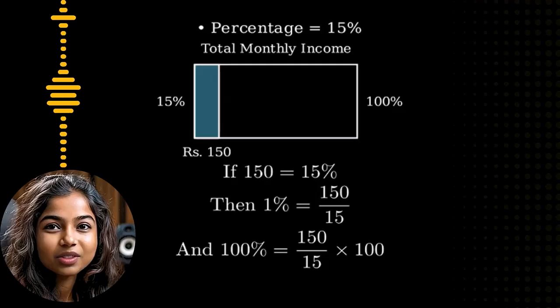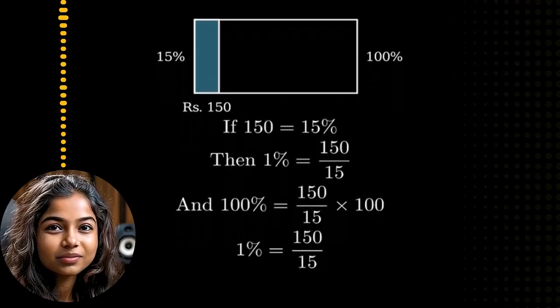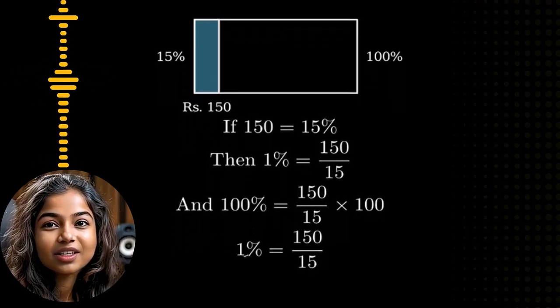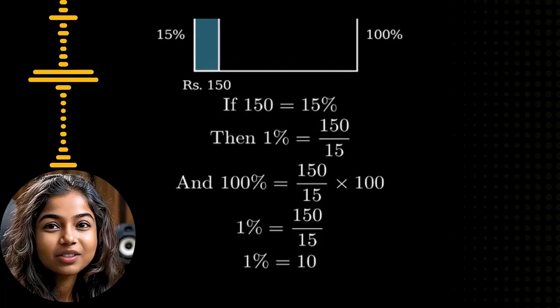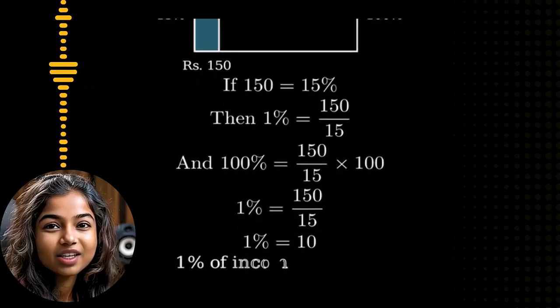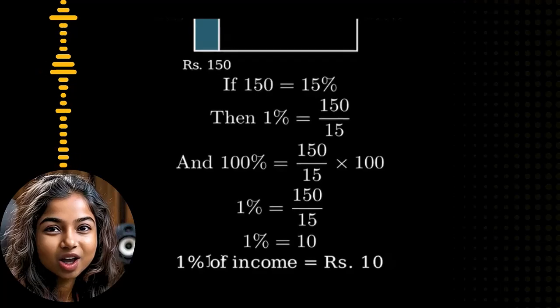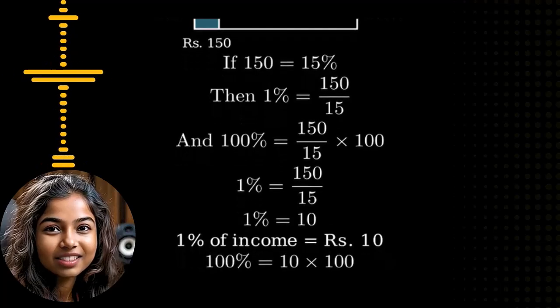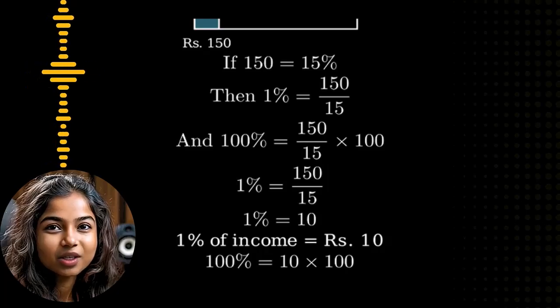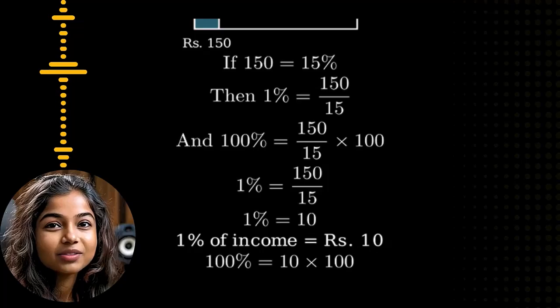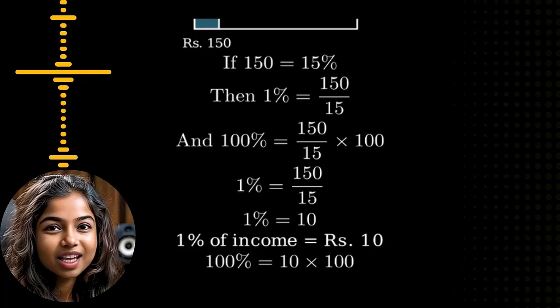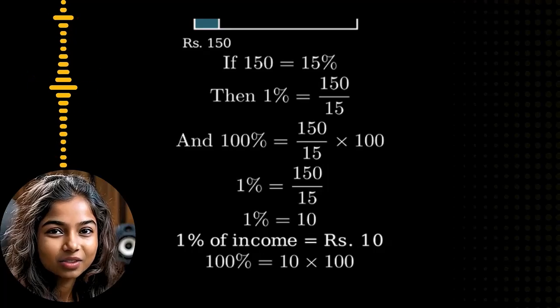Let's solve this step by step. First, let's divide 150 by 15. 150 divided by 15 equals 10. So 1% of the income is 10 rupees. Now, to find 100%, we multiply 10 by 100. Therefore, the total monthly income is 1,000 rupees. Let's verify our answer. 15% of 1,000 rupees is indeed 150 rupees, which matches our original deposit amount.